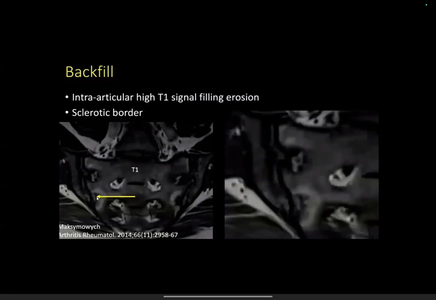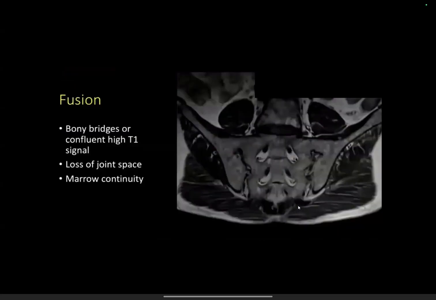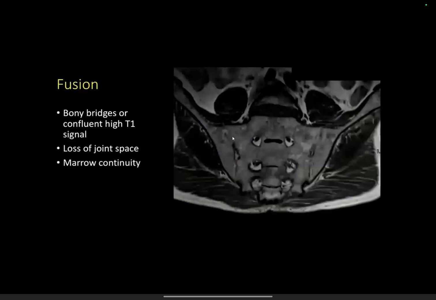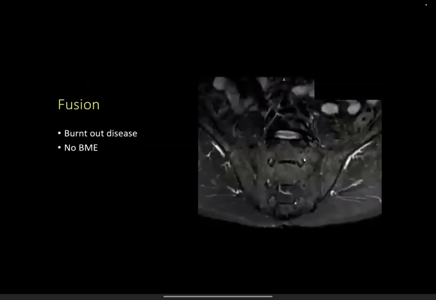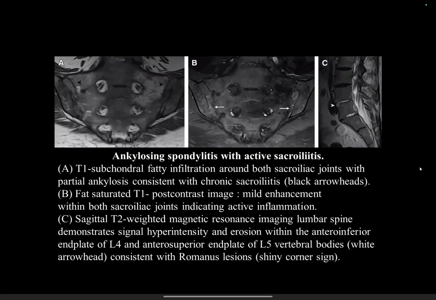Again, here we are seeing central T1 hyperintensity. This is a more zoomed in image. Now, the last stage is fusion, where you frankly don't see a joint space anymore. So, bony bridges or confluent T1 hyperintense signal, and there's loss of joint space, and there's marrow continuity on the sacral as well as on the iliac aspect. That is the last stage, or fusion, or we say burnout of the disease. Classically, there is no bone marrow edema associated with this.